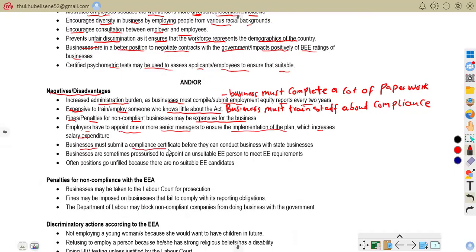Businesses must submit a compliance certificate before they can conduct business with the state. So, meaning to say, without the certificate, they can't get government contracts. So that is that. Businesses are sometimes pressurized to appoint a suitable EE person to meet EE requirements. So it means some companies hire unqualified people to meet the targets. So you see, often positions go unfilled because there are no suitable EE candidates. So if no qualified candidates exist, jobs stay empty.